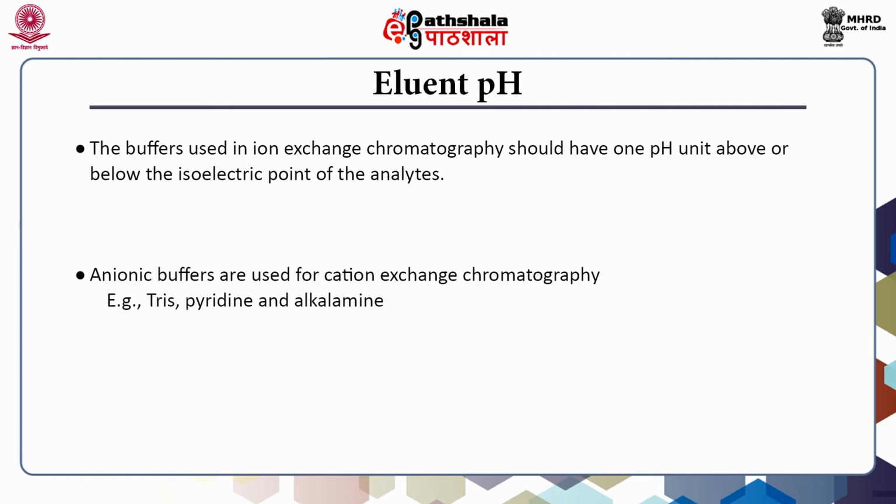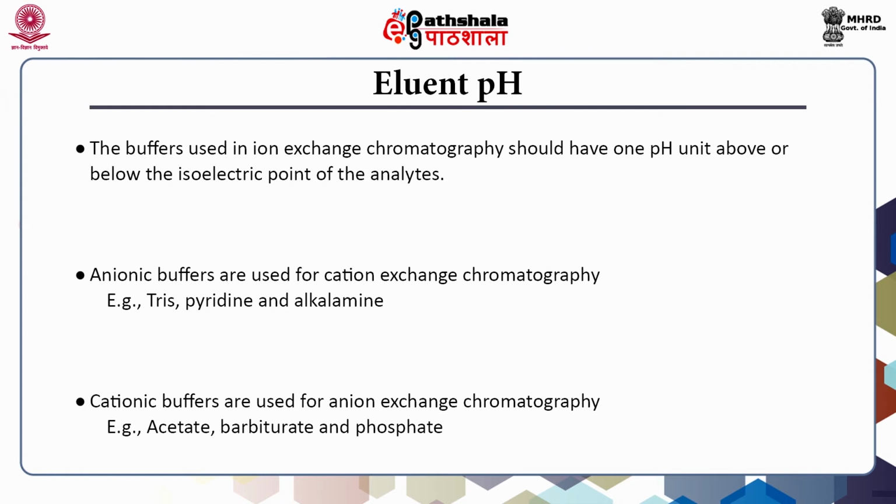Anionic buffers are used for the cation exchange chromatography and cationic buffers are used for the anion exchange chromatography. The examples for anionic buffers are tris, pyridine and alkylamine. But the examples for the cationic buffer are acetate, barbiturate and phosphate.